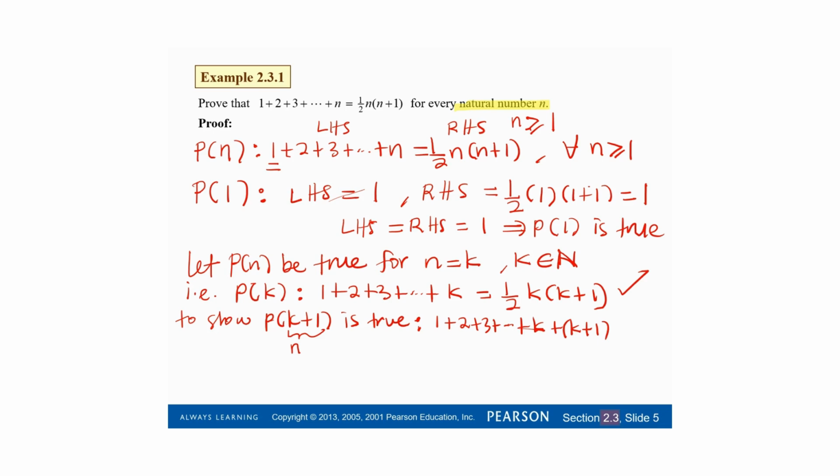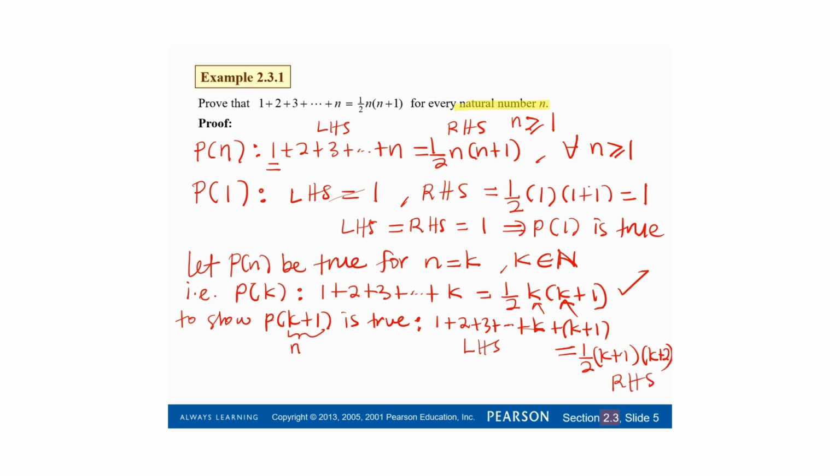So the right hand side will be half of k plus 1 times k plus 2. We replace this by k plus 1, and we replace this by k plus 1, so that you have the factor k plus 1, and the second factor is k plus 1 plus 1, or equivalently k plus 2. So we have the left hand side here, and we have the right hand side.